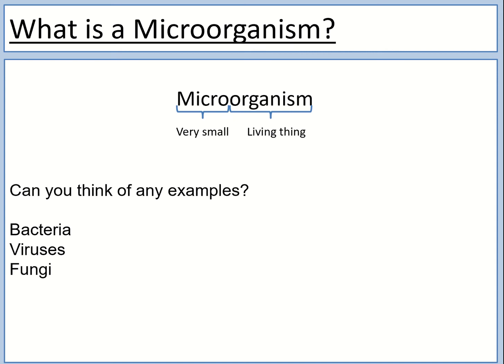Okay, so obviously micro means very small living thing for an organism, so that's what the word means. Some of these you can see quite easily under a normal light microscope like we have in school, and some of them are very, very tiny, like viruses for example, so you would need an electron microscope to be able to view these. So we're going to look particularly at what pathogens are.